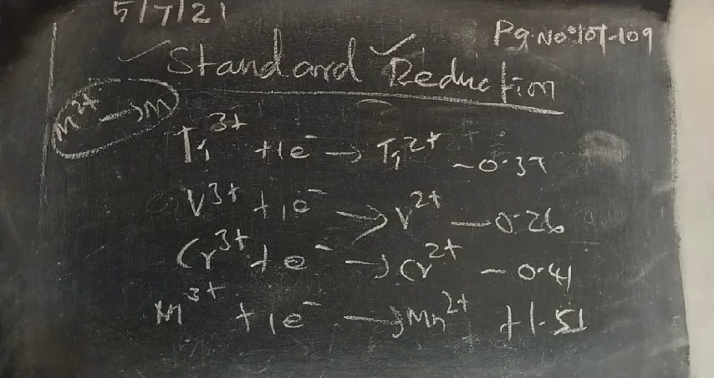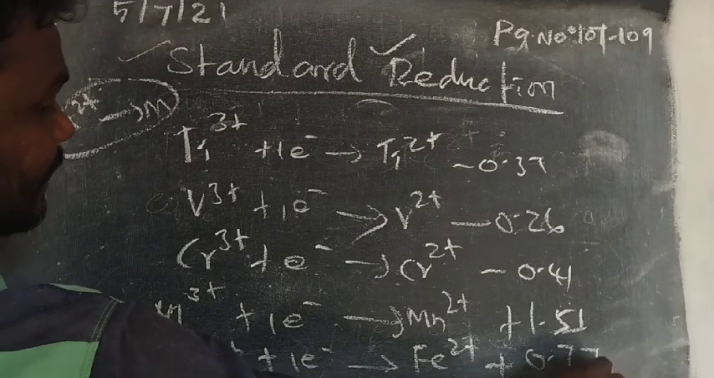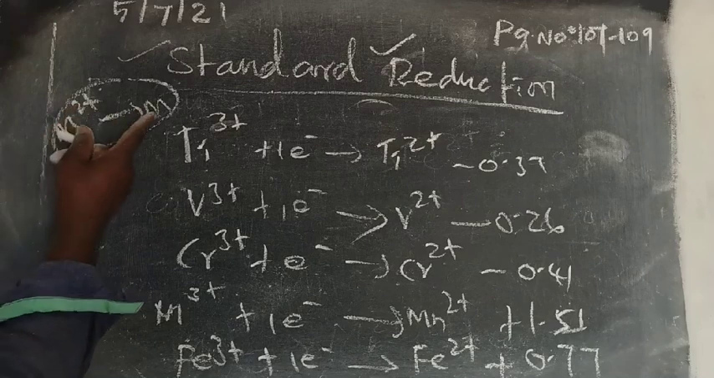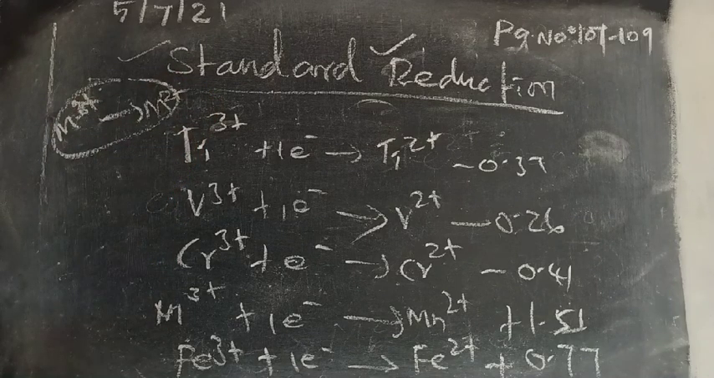Then Fe3 plus, we have seen, accepting 1 electron forming Fe2 plus. In this reaction the EMF value is 0.77 volt. So these are the reduction values for the conversion of M3 plus to M2 plus. M2 plus to M we have seen; this is for M3 plus to M2 plus.